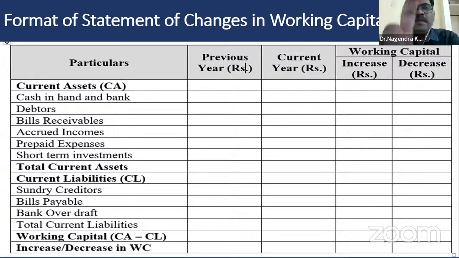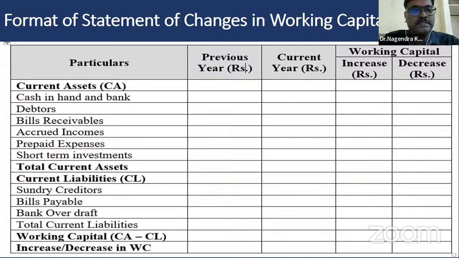If a current asset increases during the current year, then we have to consider that the working capital has increased. That will happen with respect to cash in hand, debtors, bills receivable, accrued income, prepaid expenses, and any other short-term investment. So all this can be reflected in the form of increase or decrease in the working capital. This we will see further. We will see a problem. We will understand this. Just understand this. Before that, you try to understand.